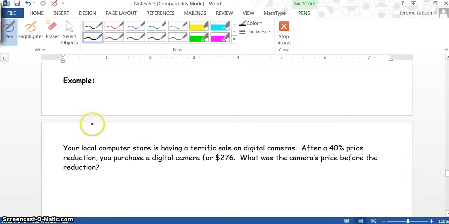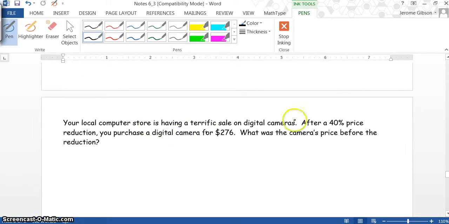Okay, now we go to the next example. Your local computer store is having a terrific sale on digital cameras. After a 40% reduction, you purchase a digital camera for $276. What was the camera's price before the reduction?